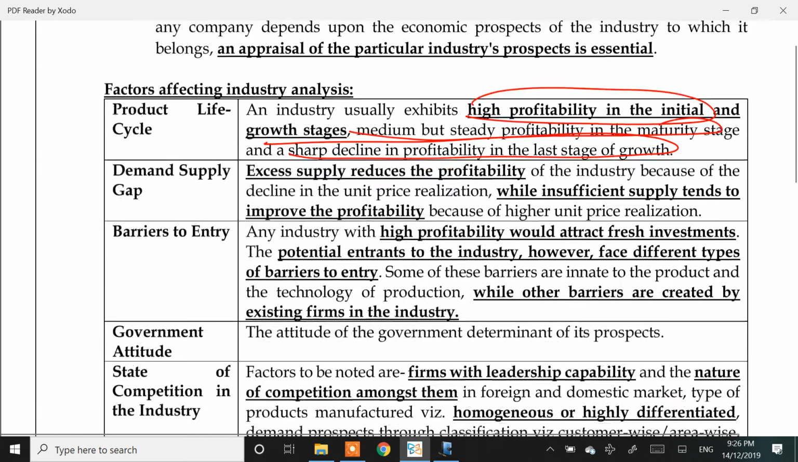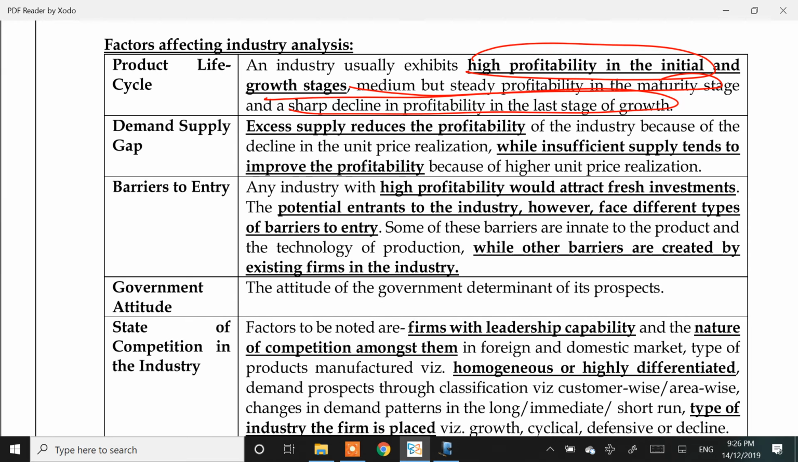Next, demand supply gap. If there is a demand supply gap, then that can lead to a very good growth rate. If there is a high demand for a company's product and the supply is not sufficient to meet the demand, then the companies can grow at a very healthy rate. So you will have to see whether there is an excess supply or an insufficient supply. If there is an excess supply, profitability will come down. If there is an insufficient supply, the profitability levels can improve for the company.